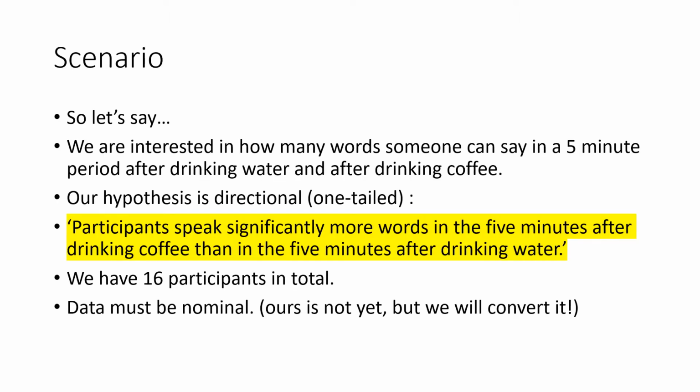So I've made up this scenario. Let's say we are interested in how many words someone can say in a 5-minute period after drinking water and after drinking coffee. So we're putting forward a directional hypothesis, so this is one-tailed, and our hypothesis is this. Participants speak significantly more words in the 5 minutes after drinking coffee than in the 5 minutes after drinking water. In this experiment, we have 16 participants in total, and our data must be nominal, but ours isn't just yet. We will look at our data set and we will then convert it into nominal data.